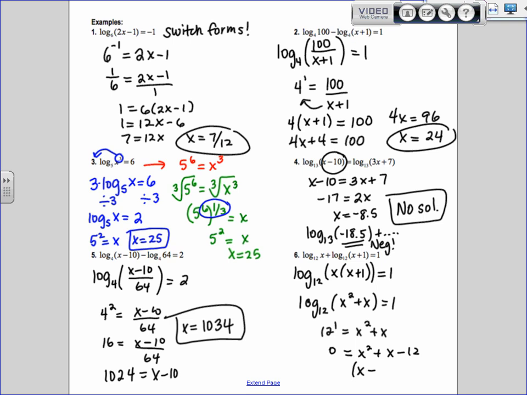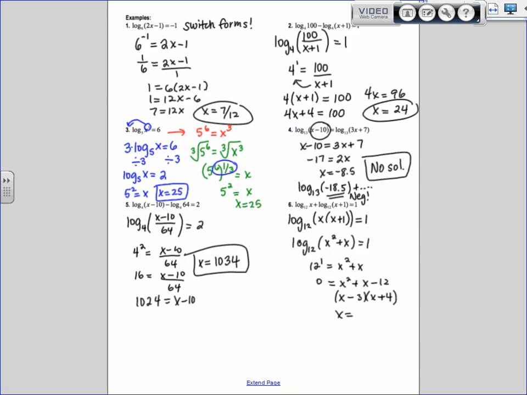So it factors into x minus 3, x plus 4. So we get two answers. We get x equals 3, and we get x equals negative 4.